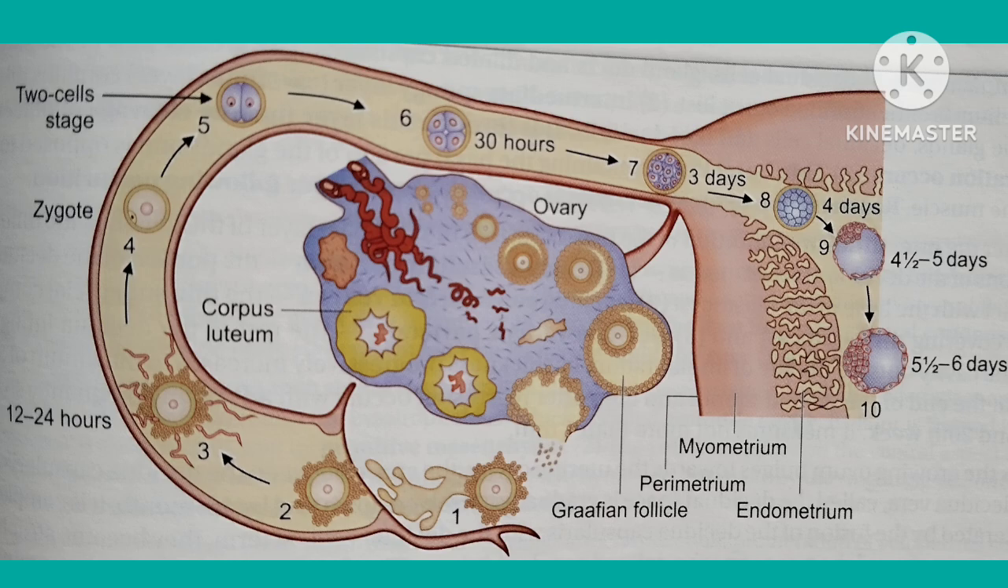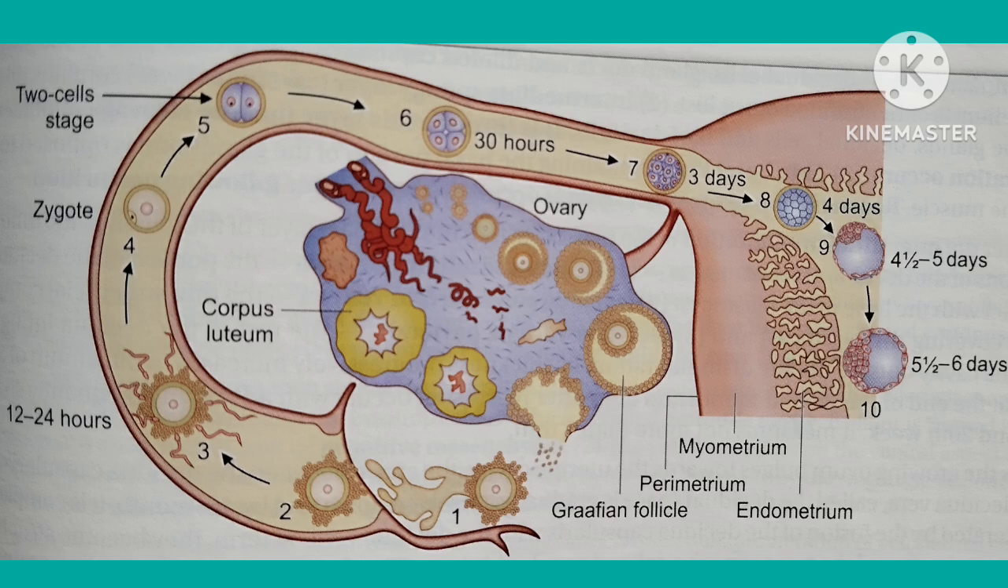See the diagram closely. You will see that number 1 is the secondary oocyte, which is released from the ovary during ovulation. After that, number 2 is the secondary oocyte in the tube. Number 3 is the fertilization. It is the part of the ampulla of the fallopian tube. This part is known as the ampulla, where fertilization takes place. After fertilization, number 4, it forms into a zygote.